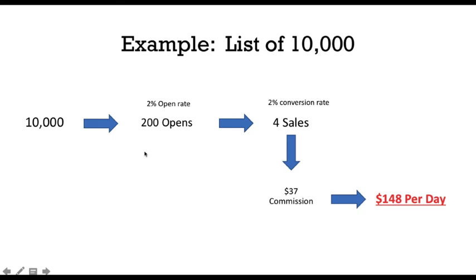So imagine, guys, if you had a list of 10,000 people and you were able to mail to them every single day, and you got a 2% open rate, a 2% conversion rate, you made 4 sales at a $37 commission rate, and you made $148 a day. So this is how people do it, guys.